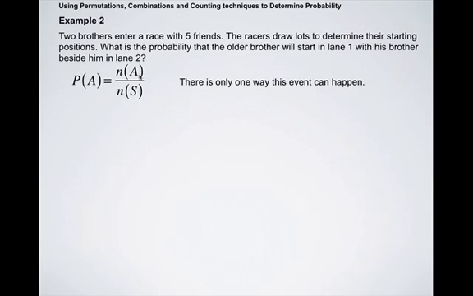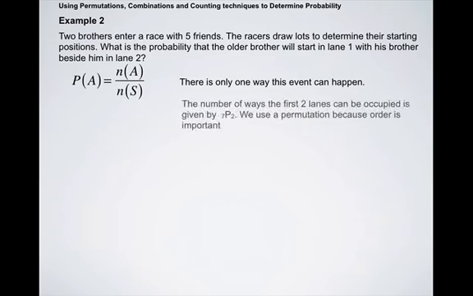Well, the number of ways this can happen is 1, and the number of ways that the 2 lanes can be assigned between the 7 racers is going to be the permutation of 7 choose 2. And it's a permutation here because order is important. Starting in lane 1 is different than starting in lane 2. So this is going to be given by 1 over the permutation of 7 choose 2. And this simplifies to be 1 over 7 times 6, which is 1 over 42.